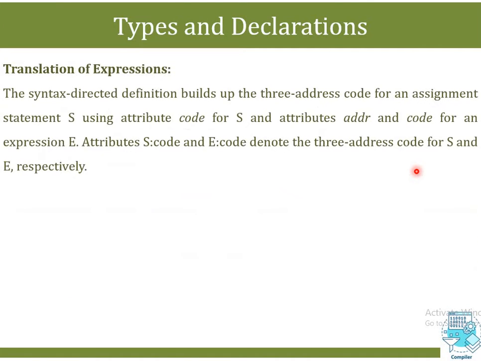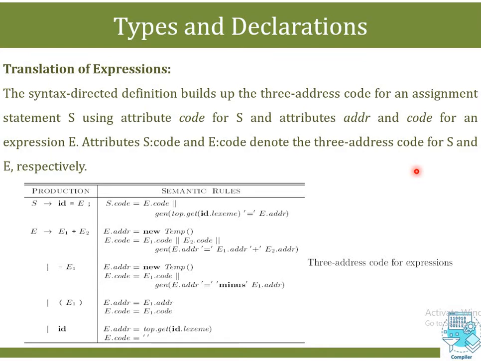Okay, fine. So the next one is translation of expression. Whenever we have an expression, that expression will be converted into intermediate representation, that is, 3 address code representation. Now for any expression, for converting into 3 address code, we have a semantic rule for it. So by using the semantic rule, we can generate the 3 address code.